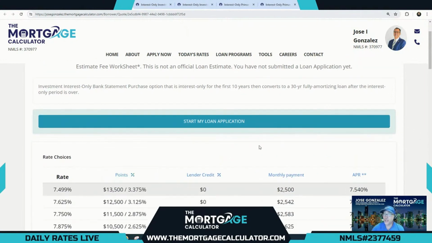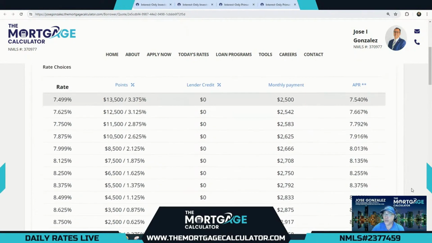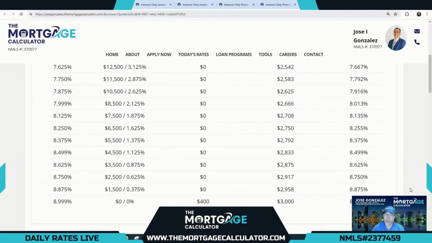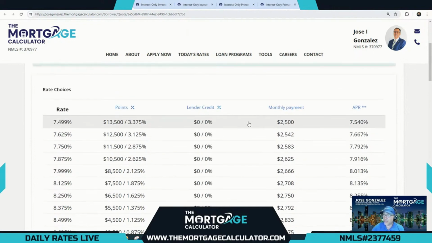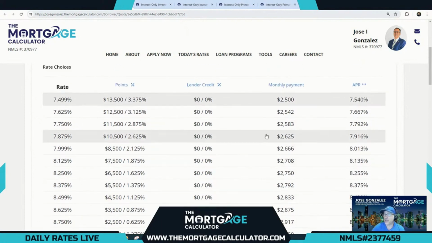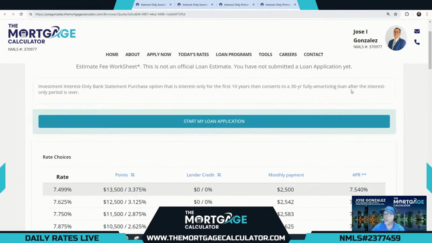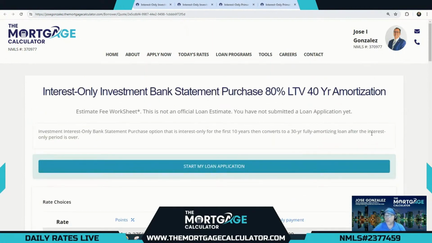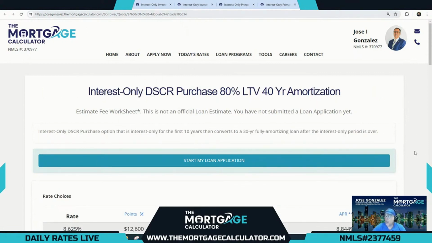Always like to put these situations into context. I always like to show the lower LTV option so you could compare the costs, right? So here now, 8.999 actually has a lender credit, and you can buy that down all the way to 7.499 for 80% 40-year amortization. Remember, that's 10 years interest only, and then at the end of 10 years, it becomes a 30-year fully amortizing loan.